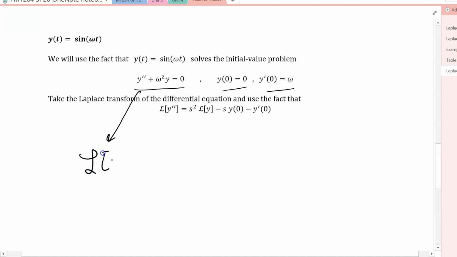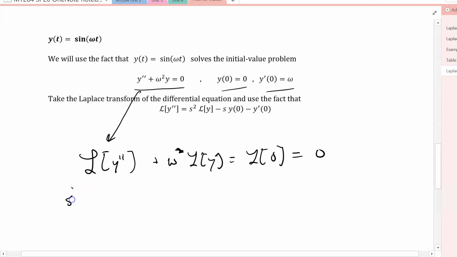We're going to get the Laplace transform of the second derivative plus omega squared, again doing term by term application, times the Laplace transform of y, which is going to equal the Laplace transform of 0, which is 0. Now applying the second derivative fact for the first term, we get, as before, s squared times the Laplace transform of y minus s times y of 0 minus y prime of 0, and then the other terms are the same.